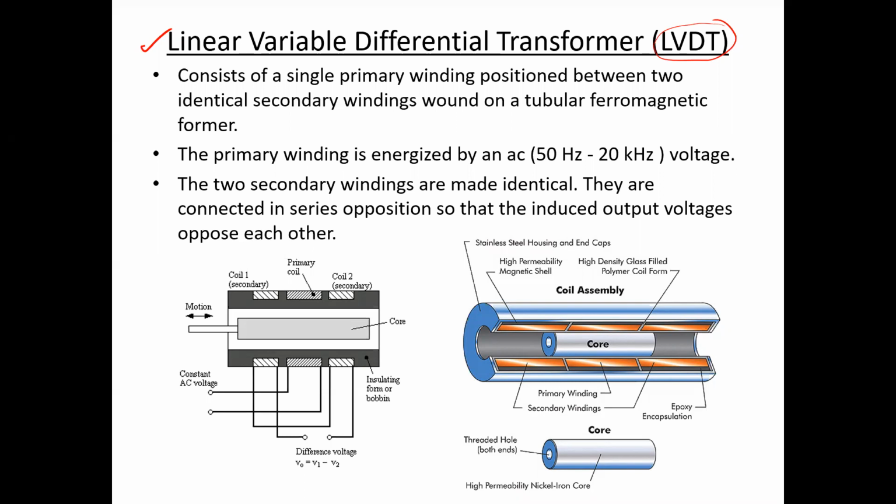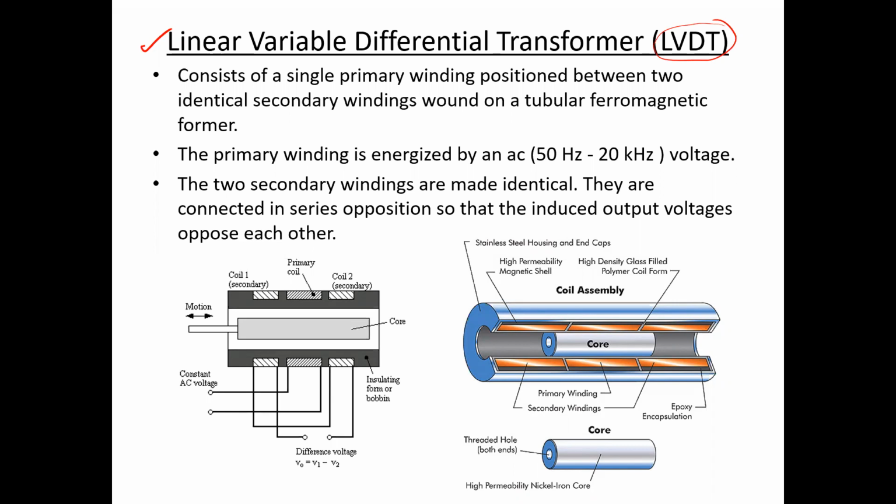So the linear displacement is first transferred into change in self-inductance, and later on the linear displacement is transferred into change in mutual inductance, that will eventually give us the output in the form of change in voltage levels or change in induced voltages. Before going to the operating principle, we should discuss something about the construction of this sort of transducer.